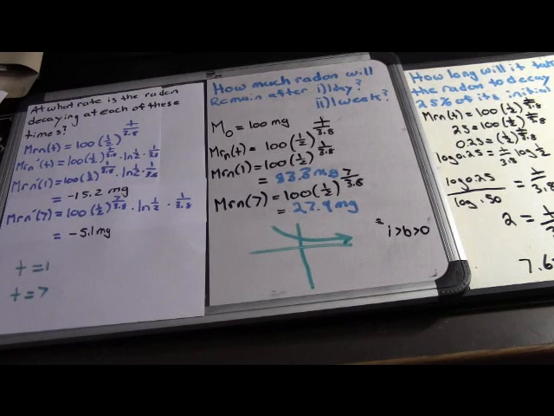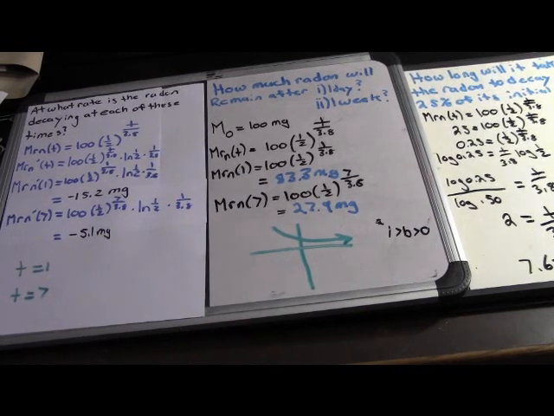Okay, so part C is on the left side of your screen now, the very far left. And the question says, at what rate is the radon decaying at each of these times? Now remember that "at what rate" was one of the key elements of this question, because it is asking you to find the rate of change, which means we need to find the derivative of the equation.